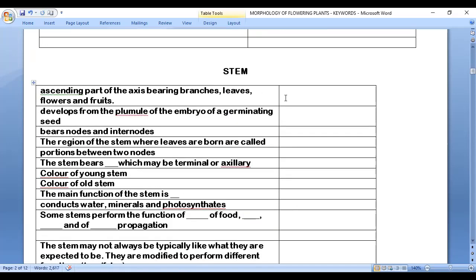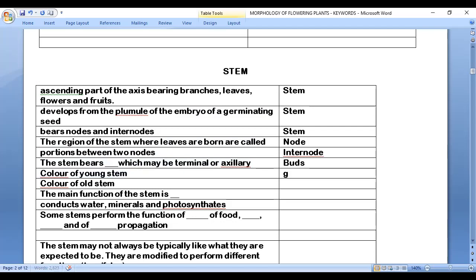Next, let's go with the stem. The ascending part of the axis bearing branches, leaves, flowers and fruits is the stem. It develops from the plumule of the embryo of a germinating seed. The stem bears nodes and internodes. The region of the stem where leaves are borne is called the node. The portion between two nodes is called the internode. The stem bears buds, which may be terminal or axillary.